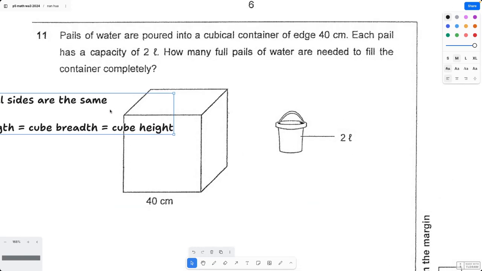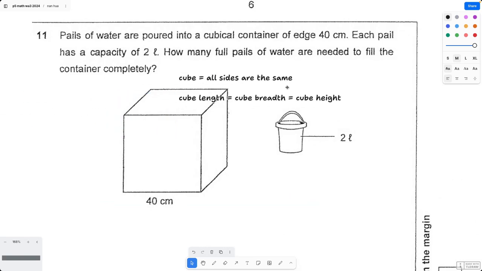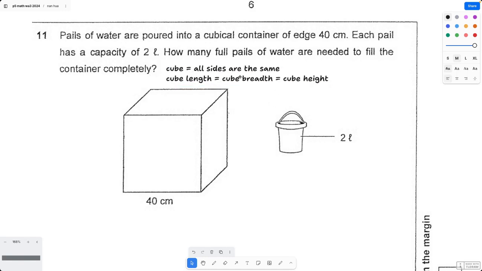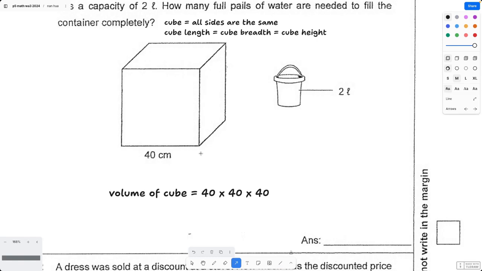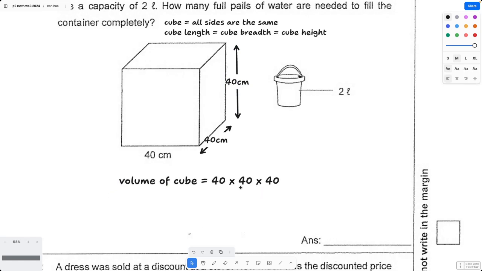So what I'm gonna do is make this a little bit small and just write it down here in this case, right? So now we want to get the volume of the cube, which is equal to 40 times 40 times 40. Basically in this case, this is 40 centimeter, and this is 40 centimeter. This is also 40 centimeter. 40 centimeter in this case over here. All right, so 40 times 40 times 40.